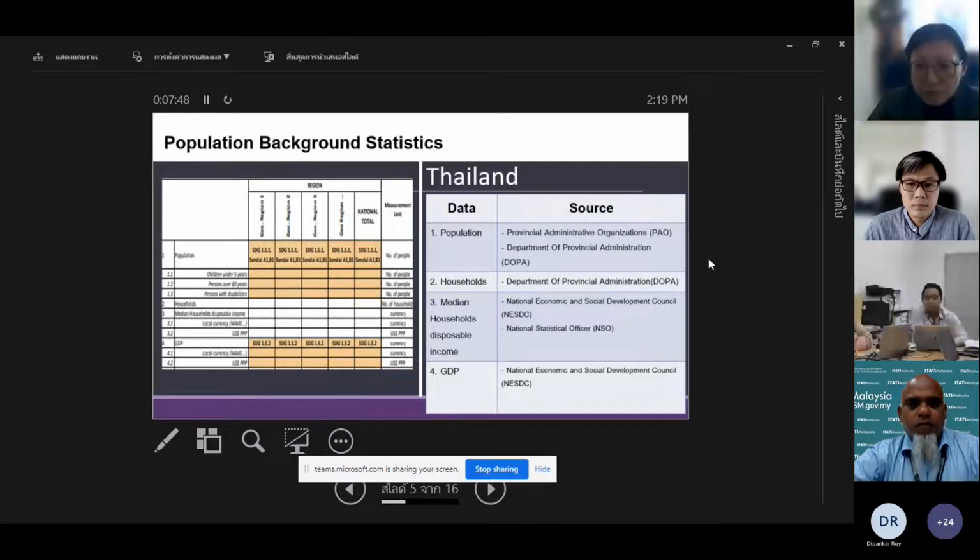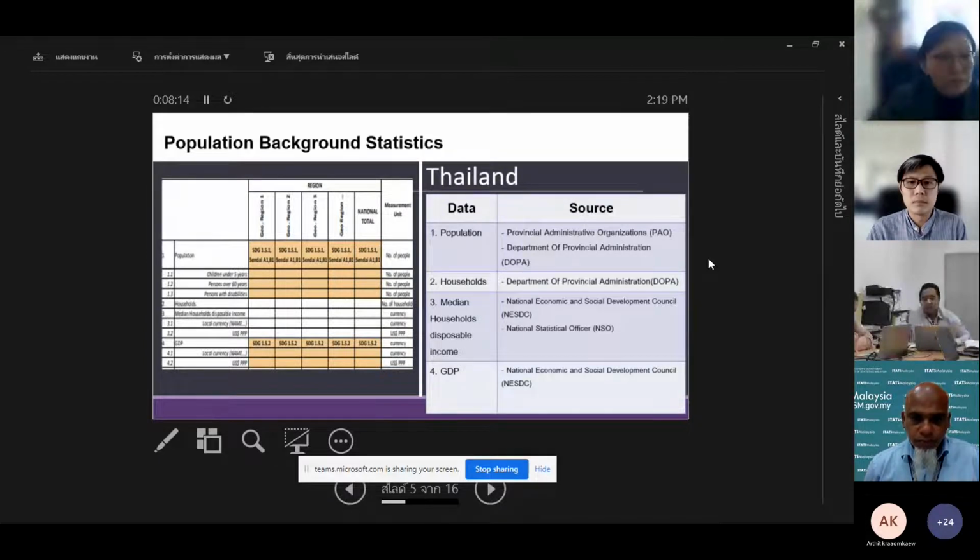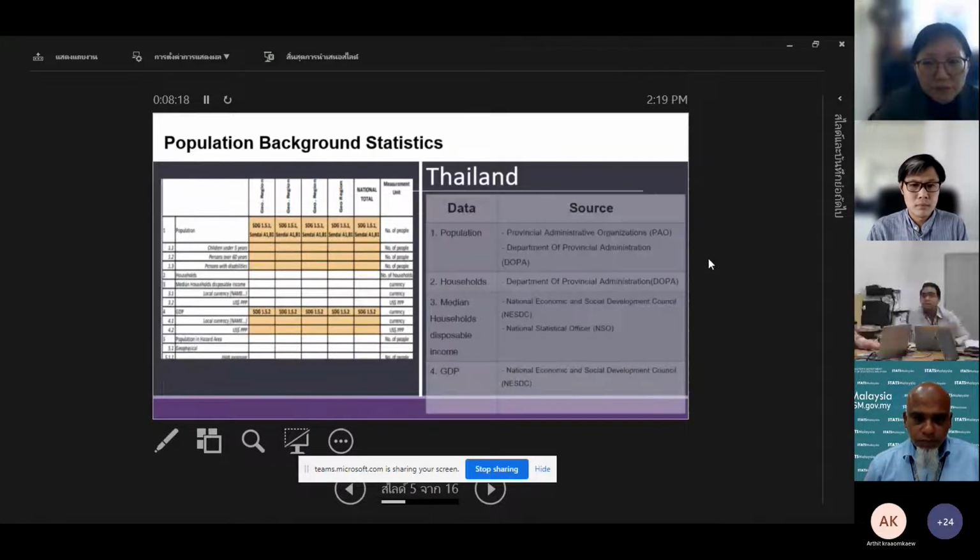We use fundamental statistics from government agencies, such as population data from the provincial administrative organization and the Department of Provincial Administration. For households, we use the data from the Department of Provincial Administration. Median household income and GDP come from the National Economic and Social Development Council and the National Statistical Office.